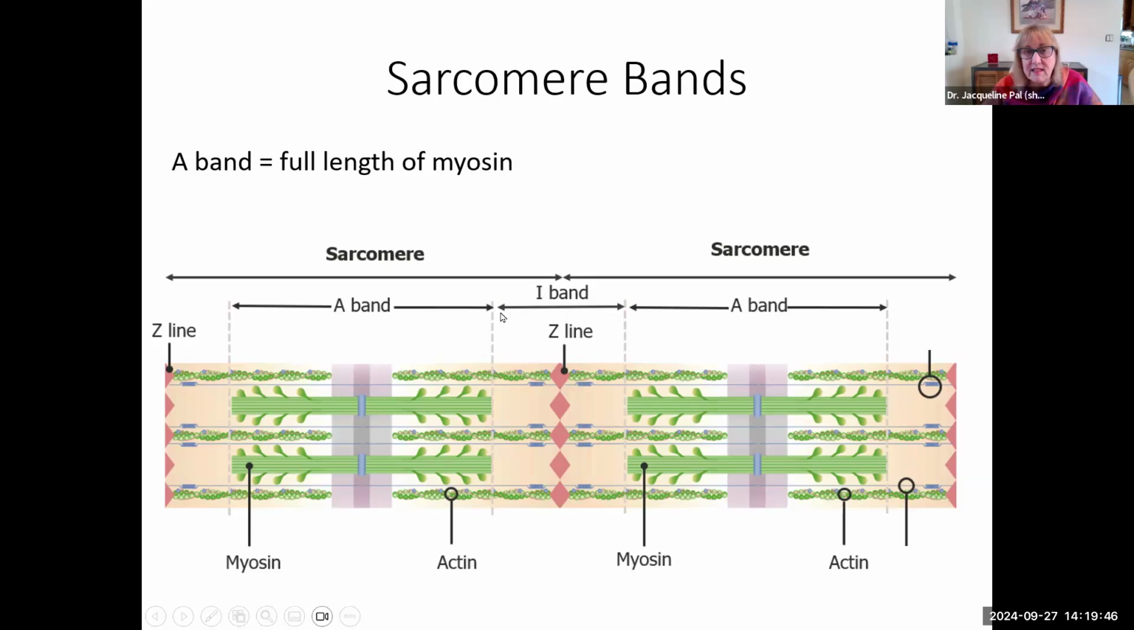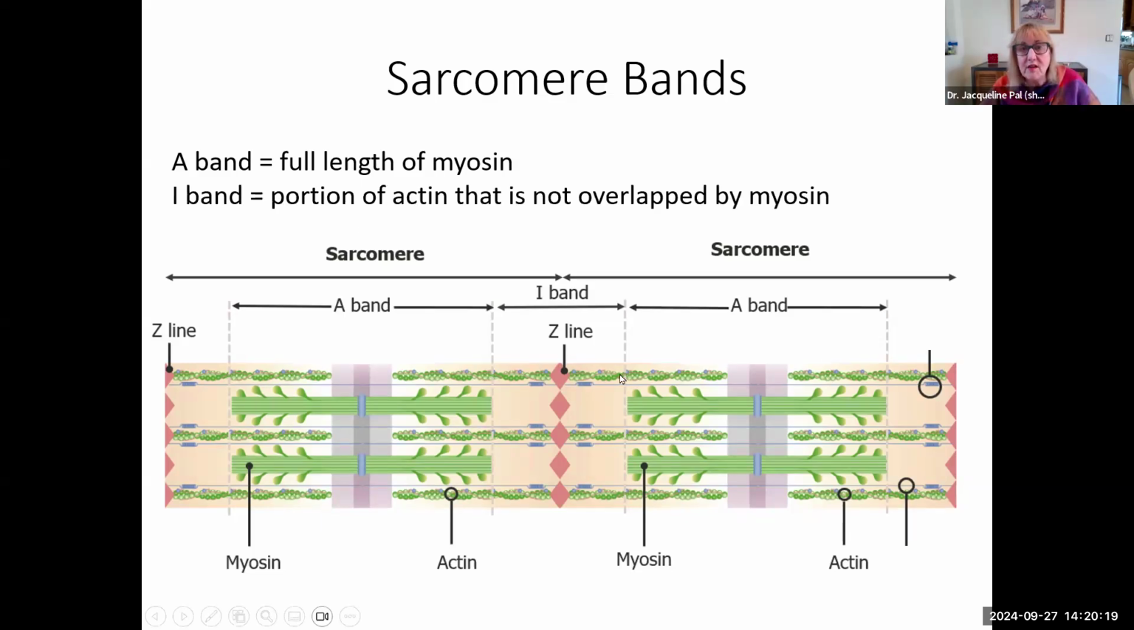And so the I band is between the two. So notice it's not an I band for one sarcomere, and then here's the other I band for the other sarcomere. This is half of an I, and this is half of an I in each sarcomere. So to have an I band, you have to have two sarcomeres next to each other. And so by definition, what is an I band then? Well, is there any myosin in an I band? No. What is in an I band is the portion of actin that is not being overlapped by myosin.